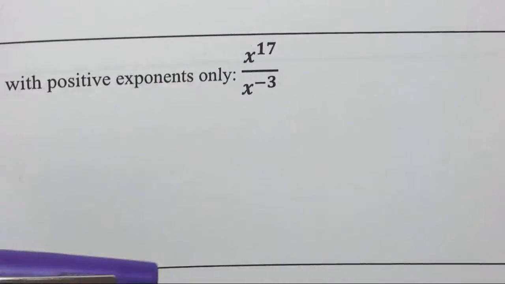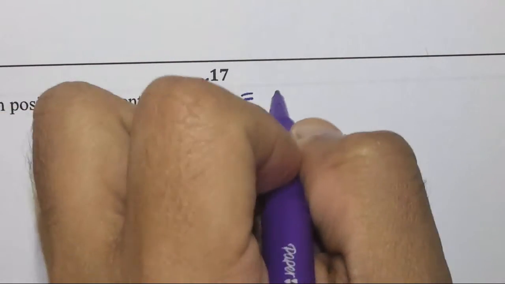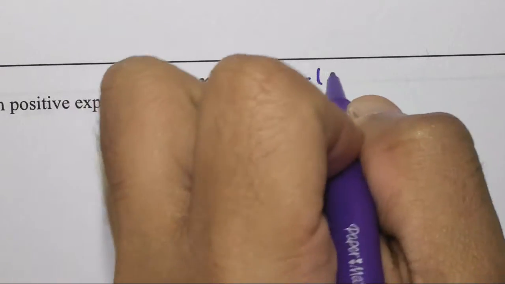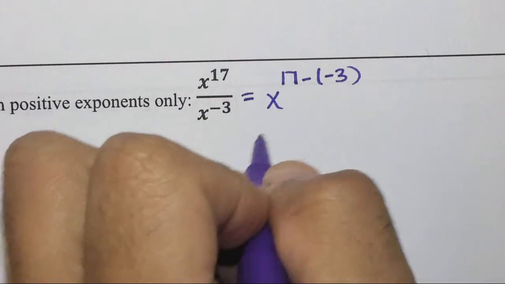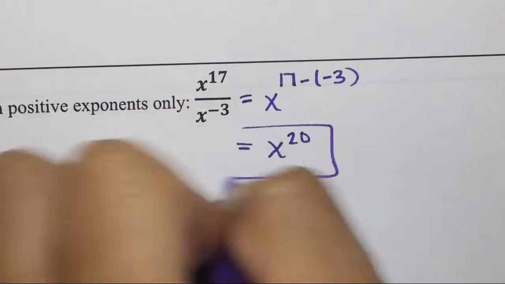When you divide like bases, you subtract the exponents. So this is going to be x to the 17 minus a negative 3. A minus all of a sudden becomes a positive, so x to the 20th. And that's it.